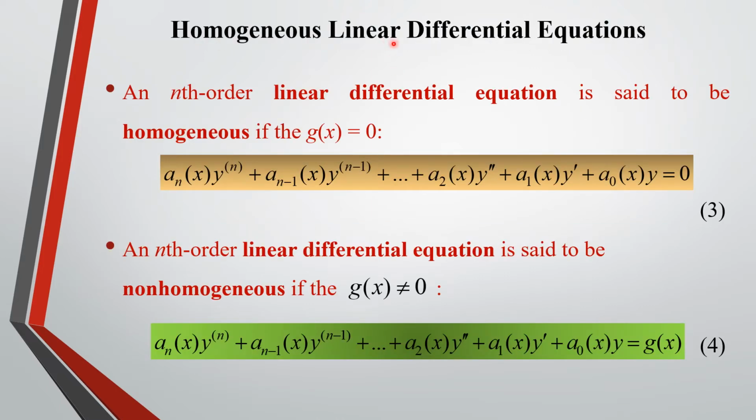For the linear differential equation, we can identify it as being homogeneous or non-homogeneous. The equation is said to be homogeneous if g(x) is equal to 0. The right hand side is equal to 0, and therefore this nth order linear differential equation is homogeneous. On the other hand, if g(x) is not 0, then the nth order linear differential equation is said to be non-homogeneous.